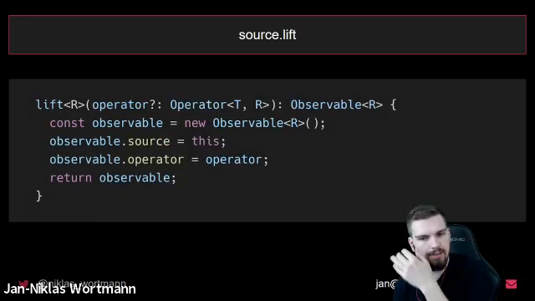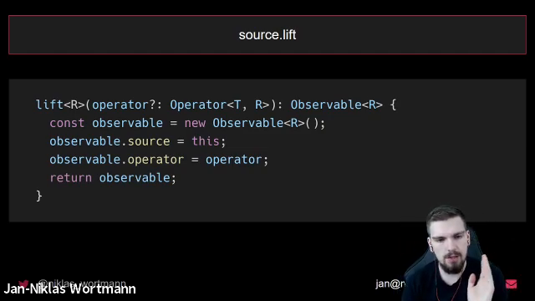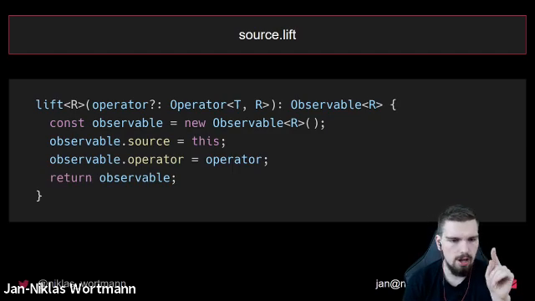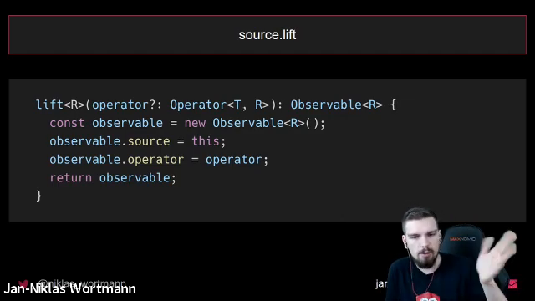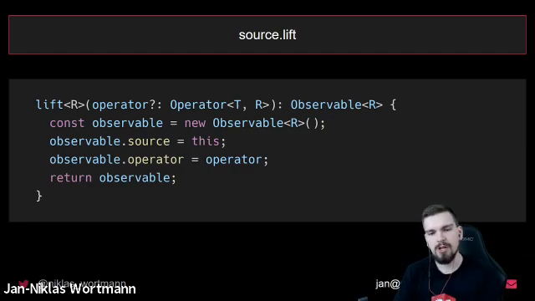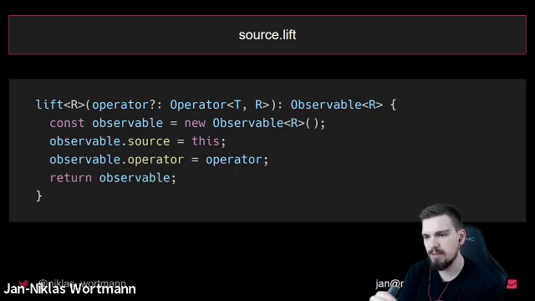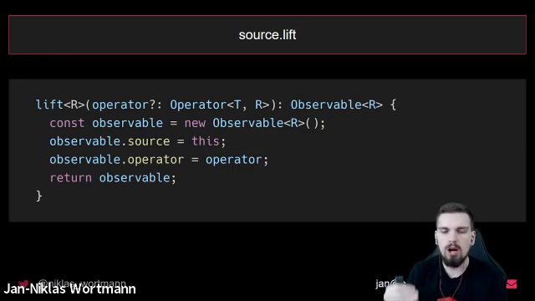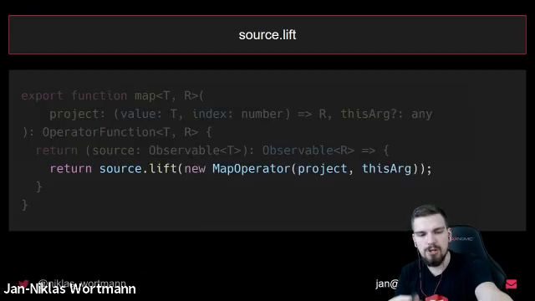Source lift: if we take a look at the observable TS file inside the RxJS code base, I'm pretty sure this is the entire code of observable lift. It takes an operator and returns an observable. In the first line, it says new observable. This ensures that every operator that behaves with this lift method will always return a new observable, because we return source lift. So we're returning a new observable.